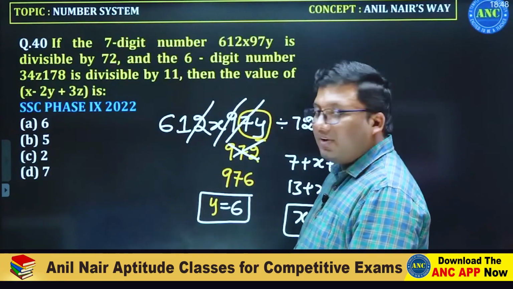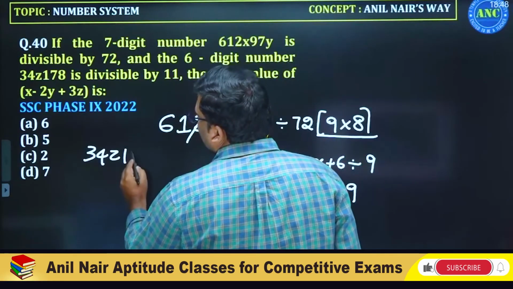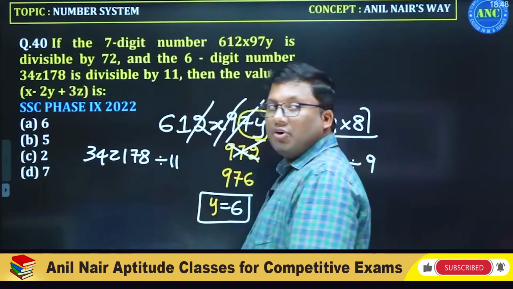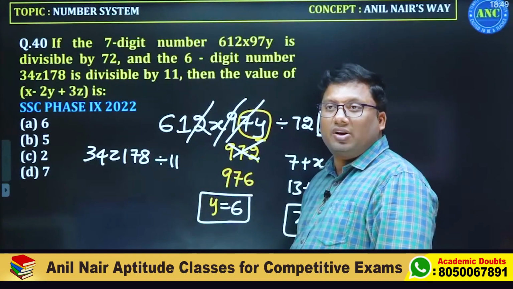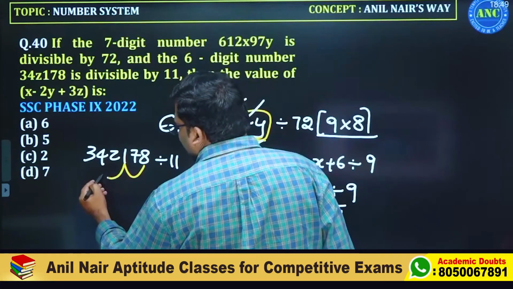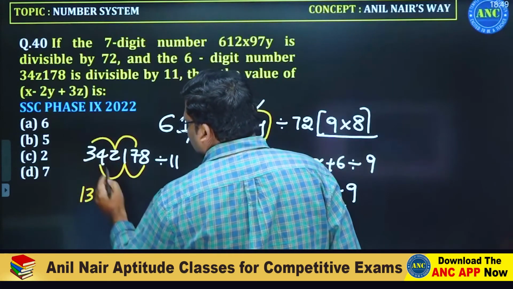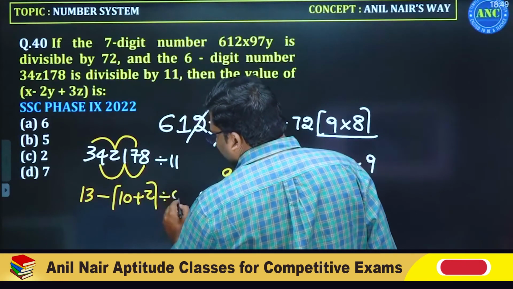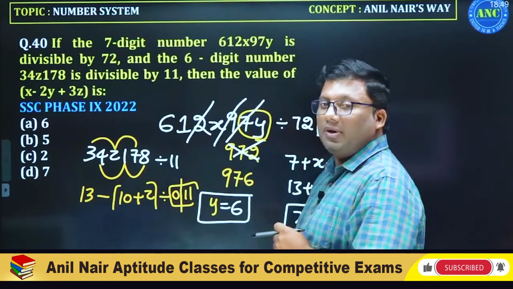Z we require. For Z one more condition is given. 3, 4, Z, 1, 7, 8 is divisible by 11. What is the divisibility rule of 11? Sum of the odd places: 8 plus 1 is 9, 9 plus 4 is 13. Sum of the even places: 10 plus Z. The difference should be 0 or it should be divisible by 11.